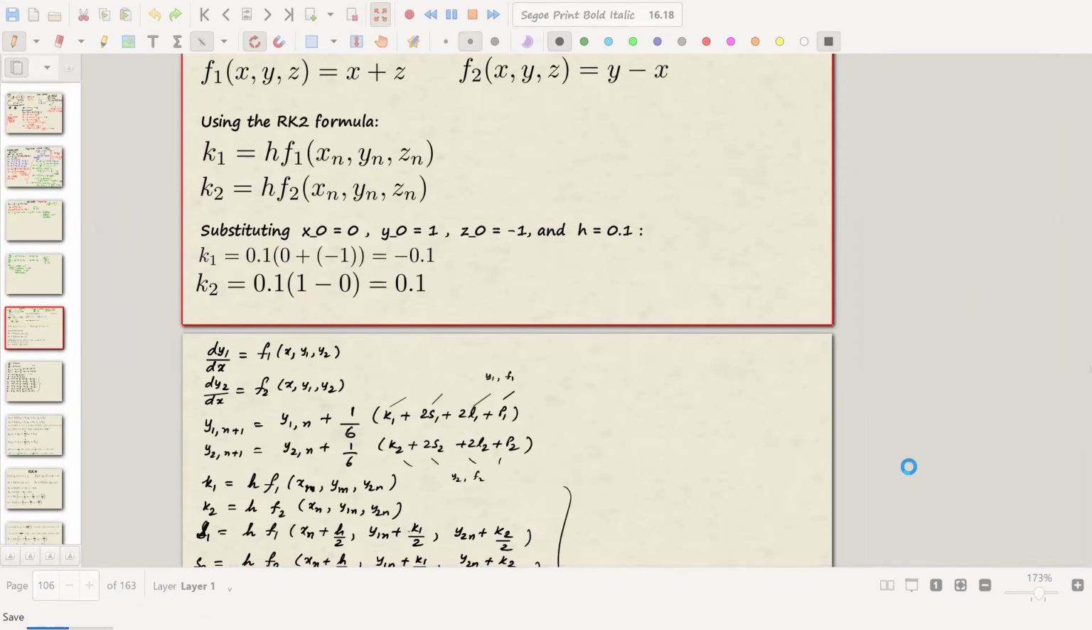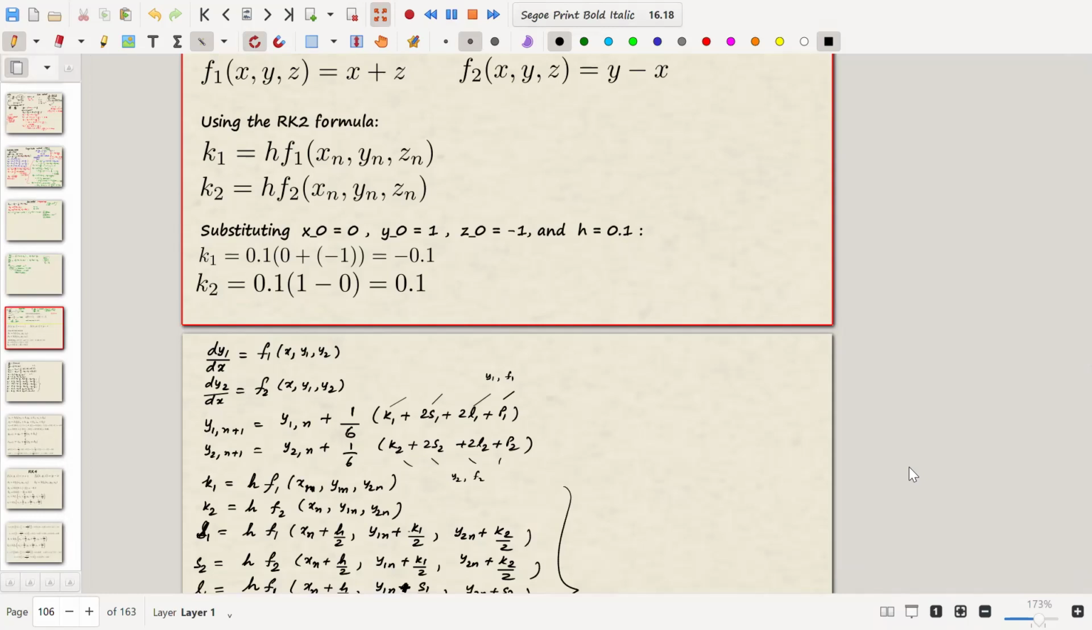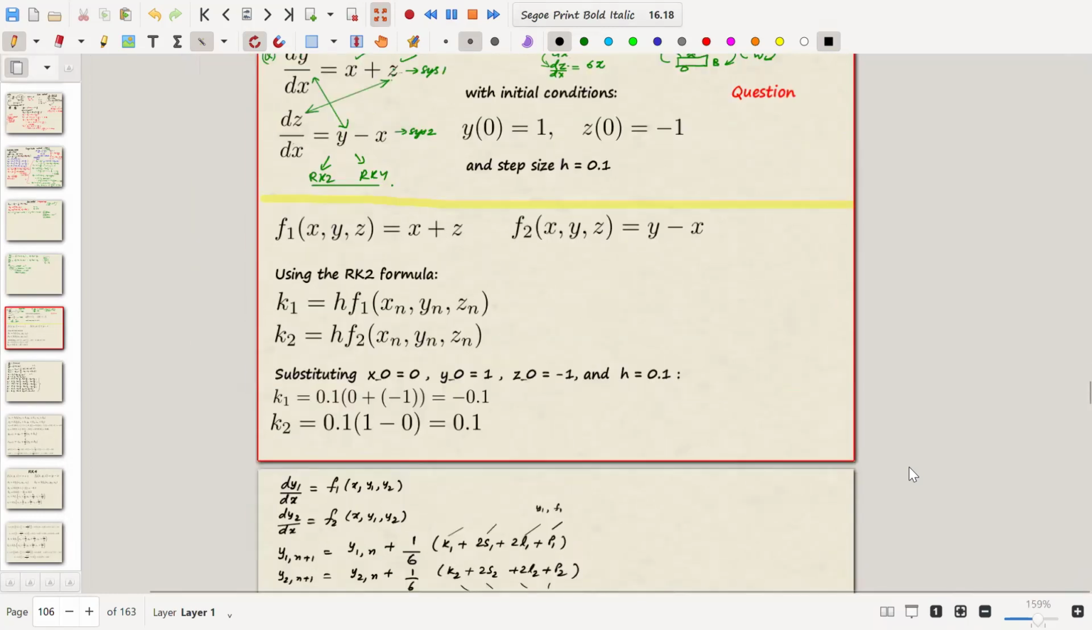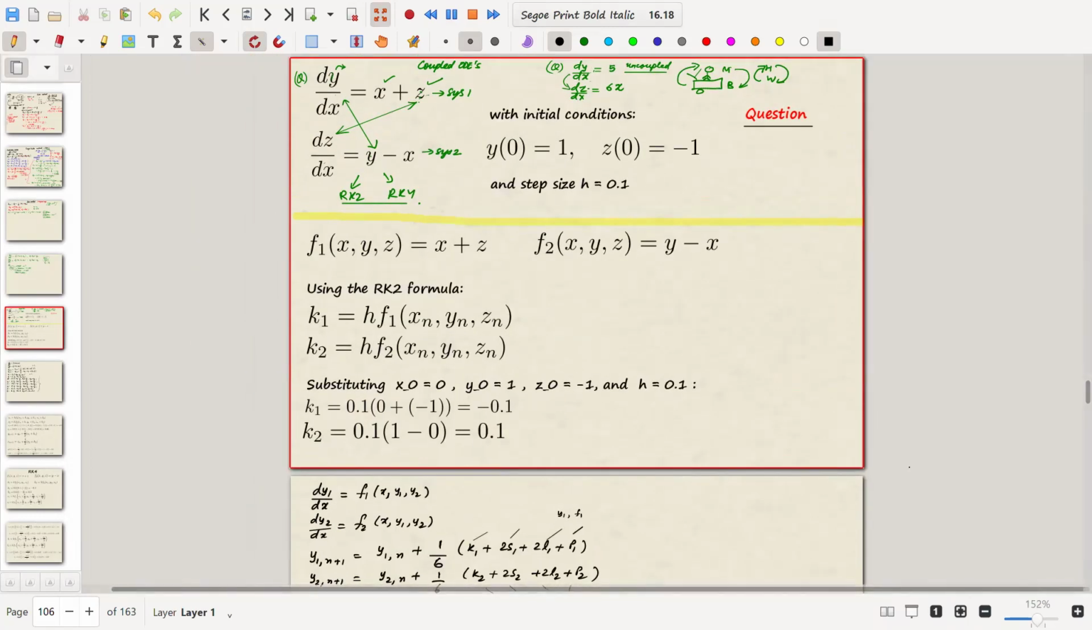Can you try to solve that coupled ODE? So this is the question. dy/dx is x plus z, dz/dx is y minus x. The initial condition for y is given as 1. The initial condition for z is given as -1. Step size is 0.1. Okay.